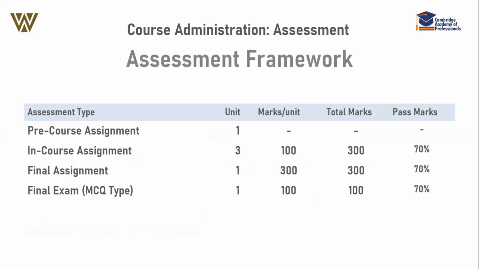Now, to give you a glimpse of what it looks like, you see the pre-course assignment is only for learning purpose. It's only once, so no marks are given. We have the in-course assignments. There are 3 assignments. Each assignment is 100 marks, so that's 300 marks. Individually, you have to make sure that you acquire 70 and above. The final assignment, or the capstone project that we mentioned, is 300 marks, 70% and above. And the final examination, of course, is going to be 100 marks, which is multiple choice questions, 50 questions. You have to make sure that you get 70 and above.